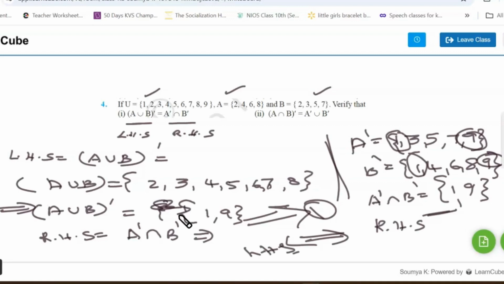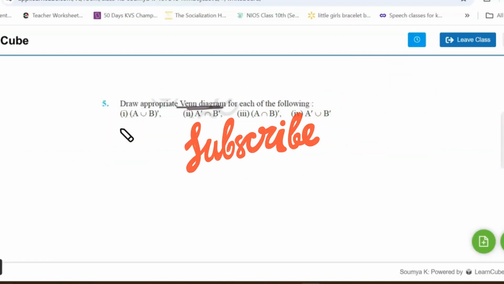That is being proved. This is the way you do this type of question. Do the other problem also, it will be easier for you. Okay, follow the same methods. Draw appropriate Venn diagram for the following.